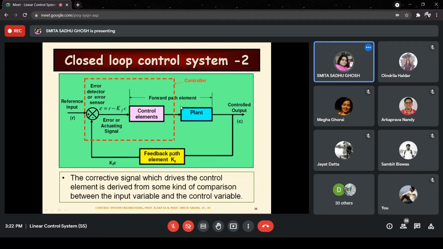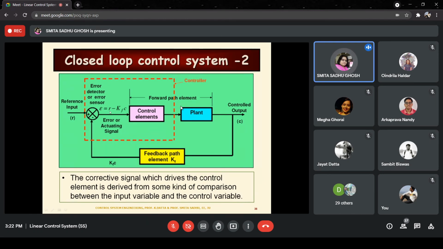Now, if, say for example, in the hypothetical case, your controlled output has become exactly equal to the reference input, what will happen to the error signal? What will be the value of the error signal? What happened? If R is equal to C, what will happen to the error signal? If KF is equal to 1, you will have a zero error.